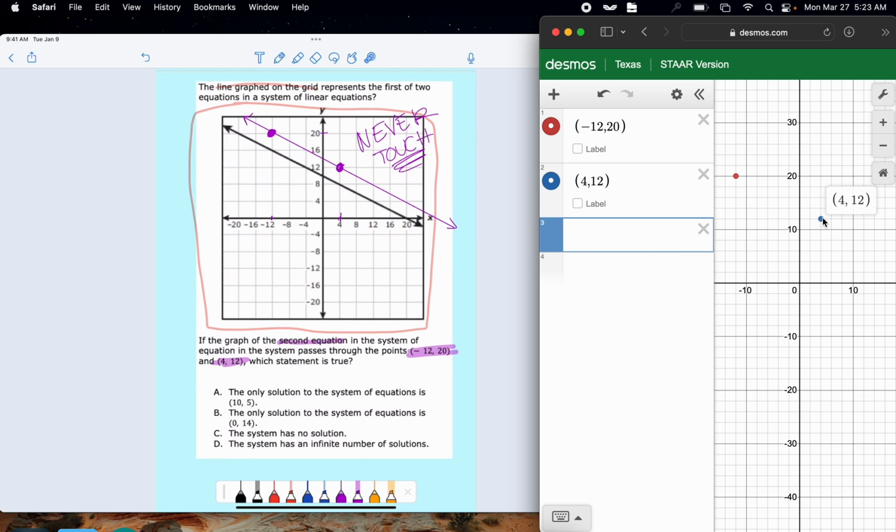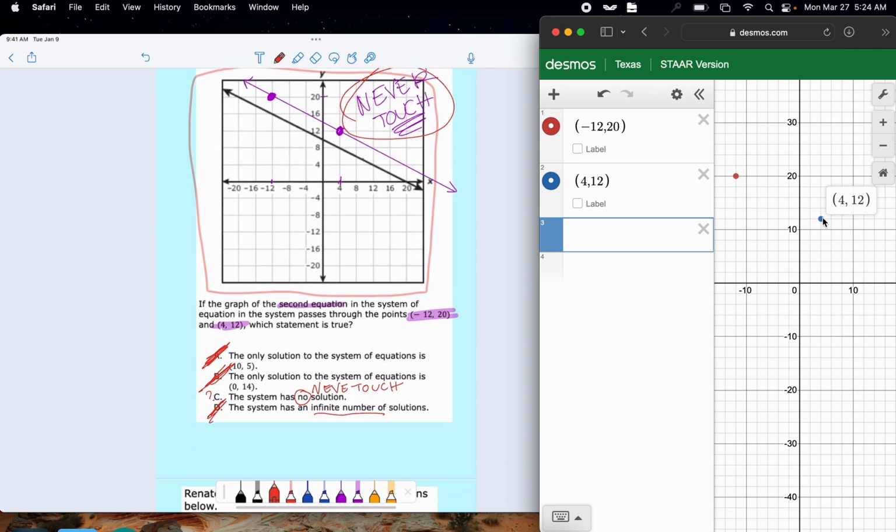So if we read through our answers, it says the only solution to the system of equations is 10, 5. So 10, 5 is about right here. We know that's not true. The next one is the only solution to the system of equations is 0, 14. We know there's no solution because they never touch, so that's not good. The system of equations has no solutions. No means never touch. So maybe it's C. Let's read D. The system has an infinite number of solutions. That would mean they're the same line and we have two separate lines. So our answer would be C.